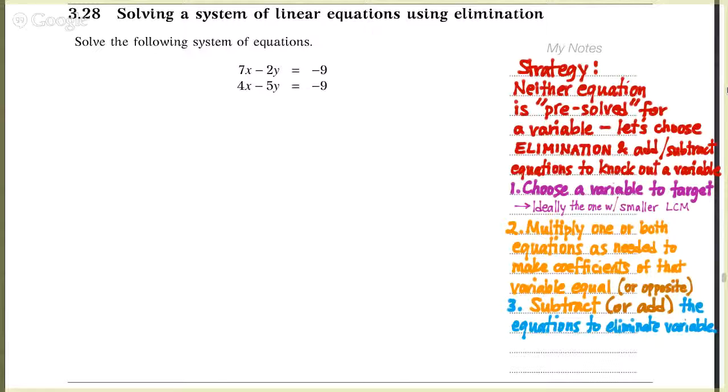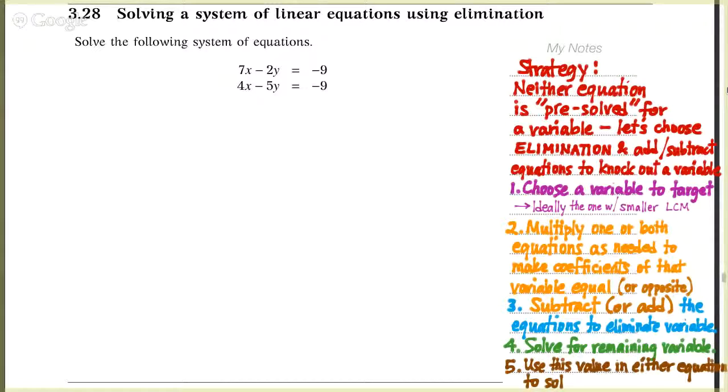Doing so will eliminate that variable that we're targeting and give us a third equation which has only the other variable in it. And as always, that's what we want to do in a strategy for solving a linear system, because that's going to permit us to solve and get a value for that remaining variable, and then plug that value back into either of the original equations to determine the value for the other.